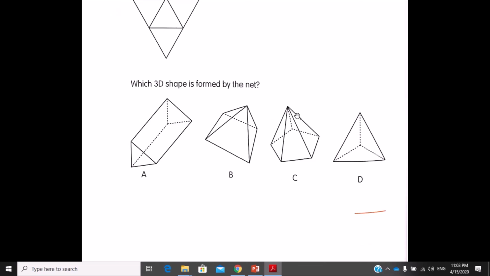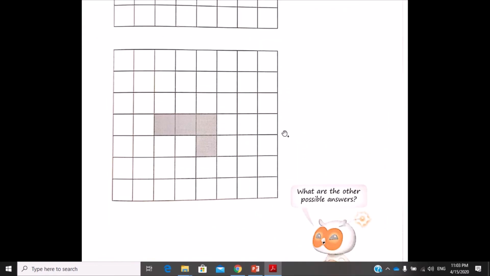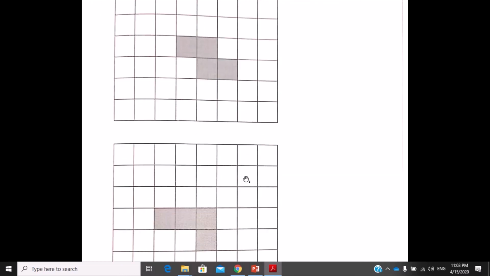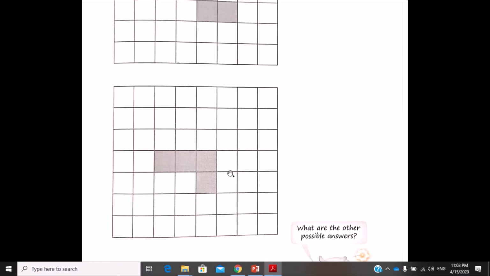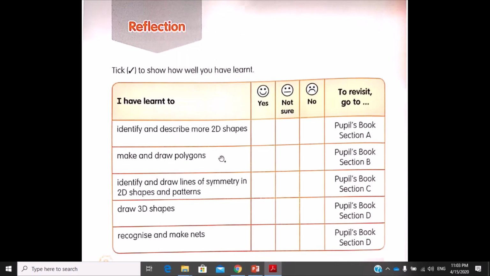Okay, now let's go to the next page here. We have question number 6. So shade 2 more squares in each figure to form the net of a cube. So try to complete the grids as if you cut it, then later on you can actually form a cube with it. So the same thing here applies. Okay, so answers could differ, it could be variable. Try to be creative when you put your answers.